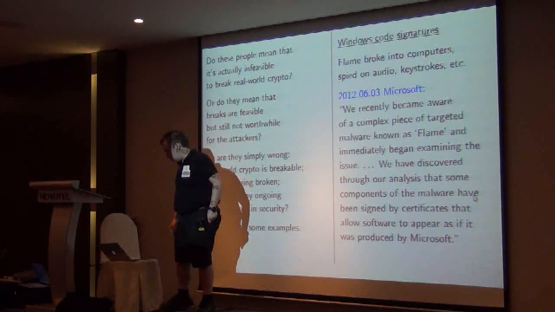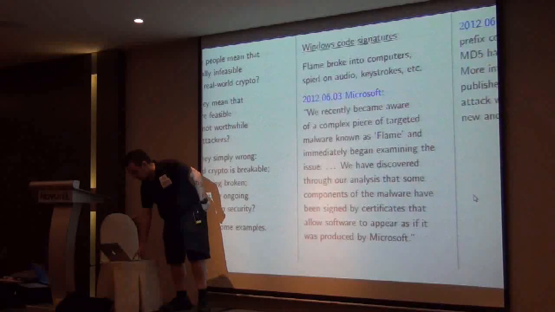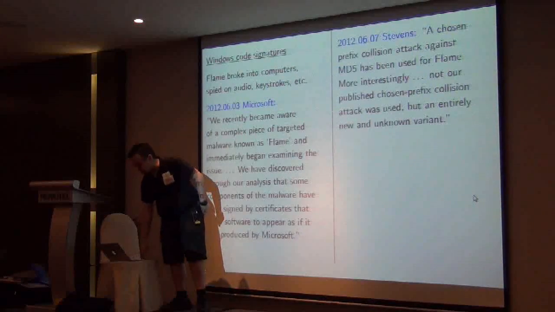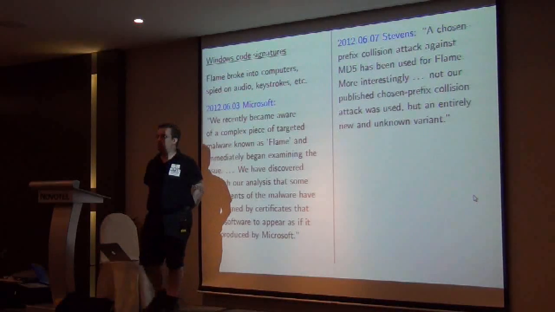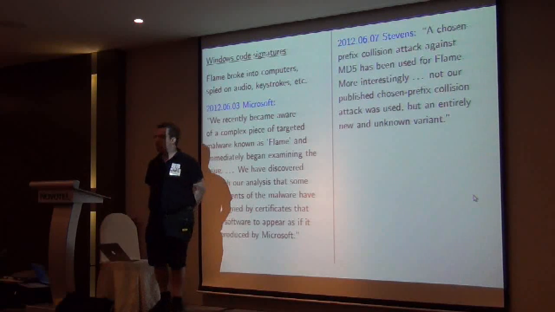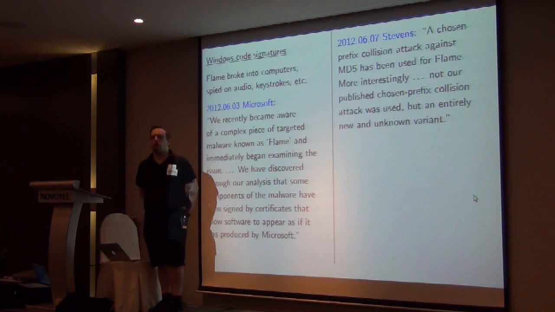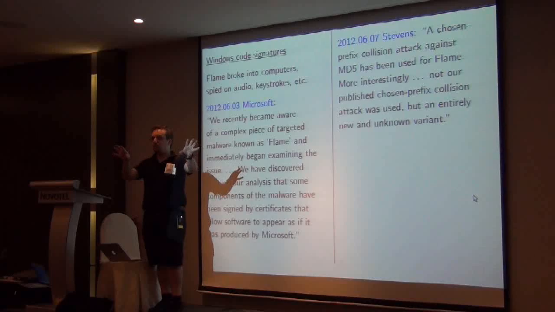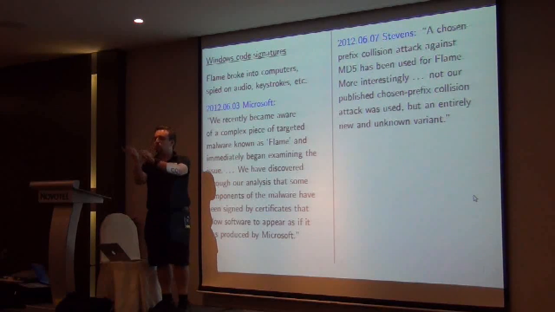Now, this sounds like a PKC issue rather than an FSE issue until you look at how they forged signatures, namely a chosen prefix collision attack against MD5. Mark Stevens has a nice tool where he will look at a colliding message, not a colliding pair of messages, a colliding message. He'll try XORing it with a bunch of plausible message differences and then tracking it through MD5 and seeing if there's an internal collision.